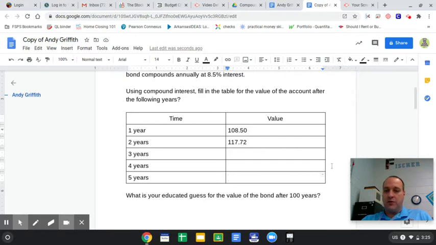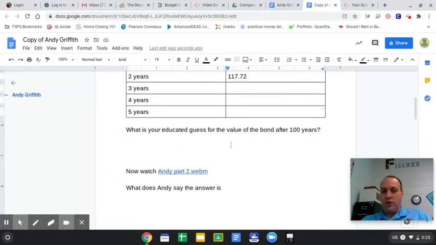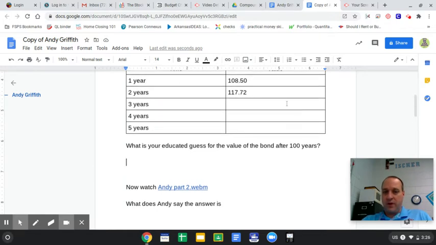All right, now after you filled out this chart, what is your educated guess for the bond? So there is no wrong answer to that. I just want to know what you think it was just by filling out these 5 things right here. What do you think it's going to be after 100 years? So after you have made an educated guess, and again, there is no wrong answer, I just want to know what you think.